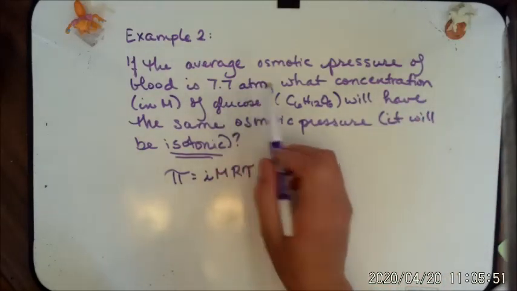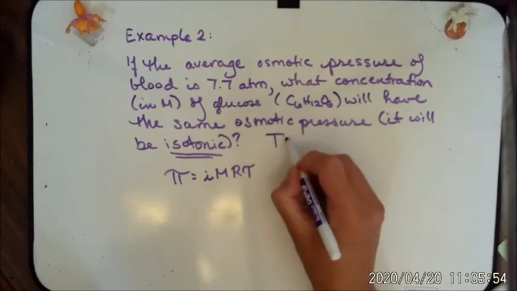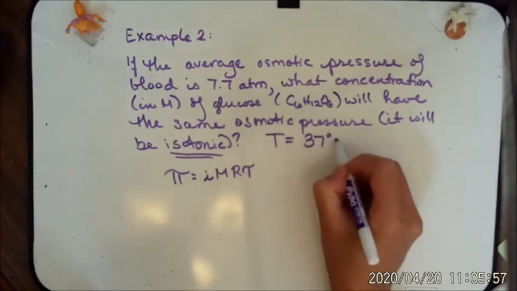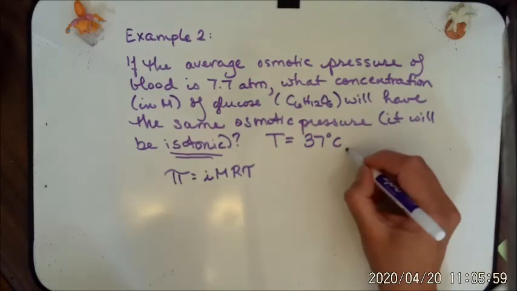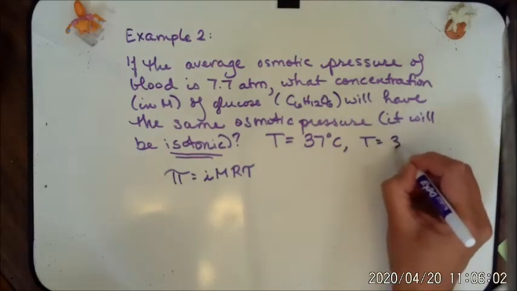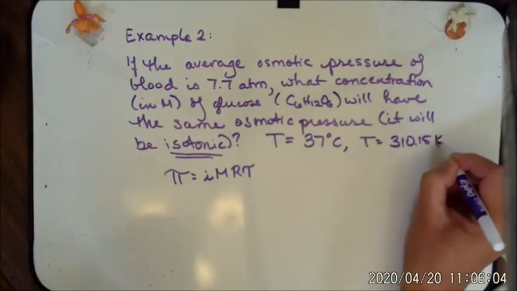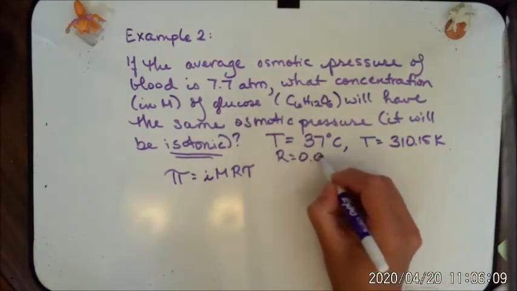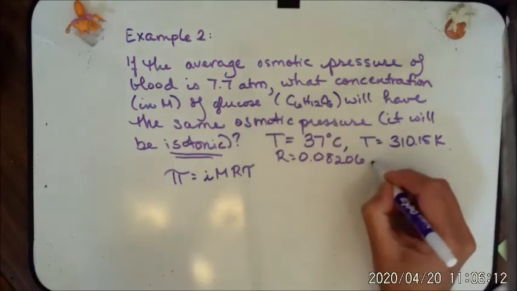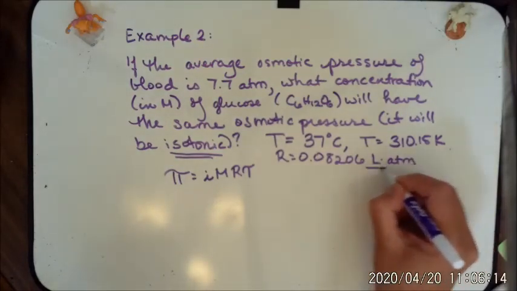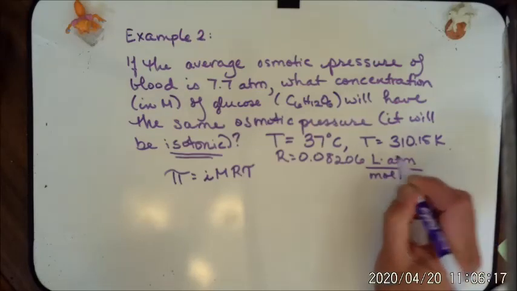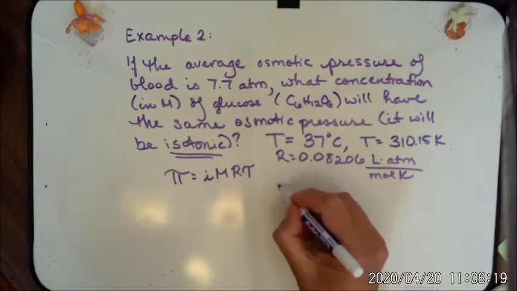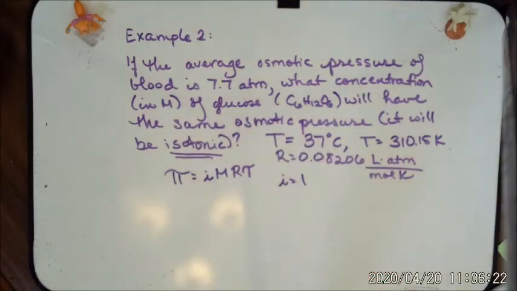is this. And since we're talking about blood, our temperature is going to be 37 degrees Celsius because we're looking at the human body. So the temperature is going to be equal to 310.15 Kelvin. We're looking for M. We know R is 0.08206 liter atmospheres per mole Kelvin. And since this is a molecular compound, i is going to be equal to 1. Okay?